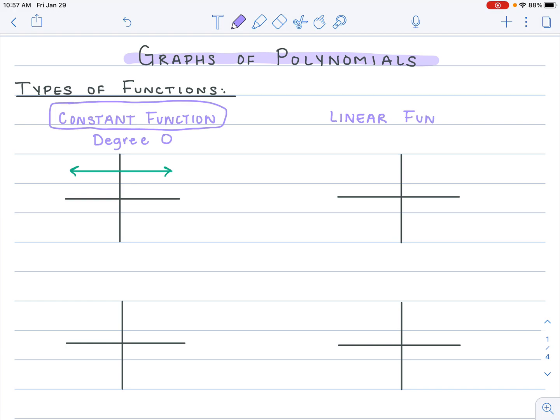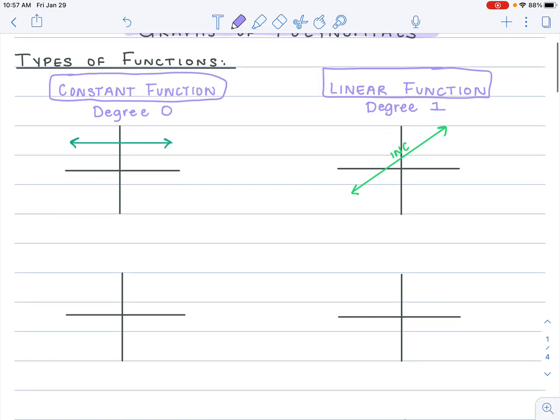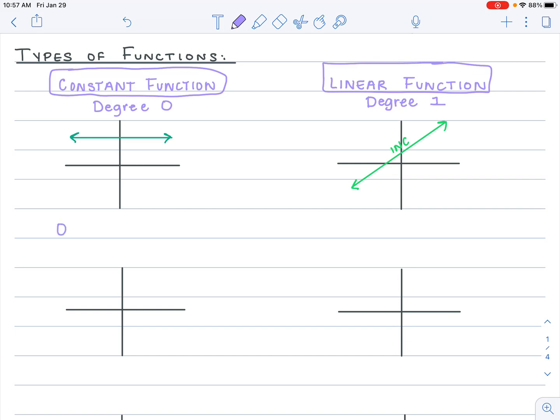All right, the next function is a linear function, which we studied earlier this year. This has a degree of 1 because there is an x term. An example of this could look something like this. So you'll see it's a slowly increasing function. I would say this is an interval of increasing here because our slope is going upwards. And it's a continuous and linear increase.